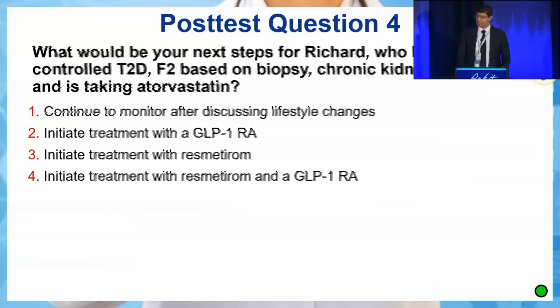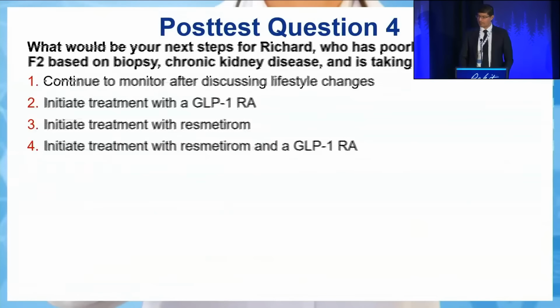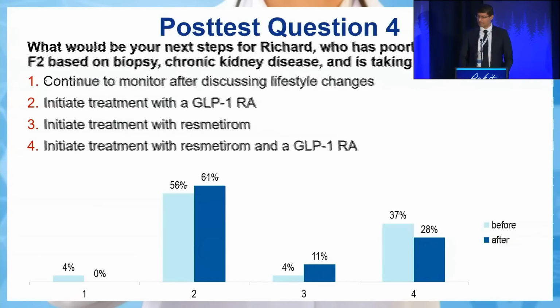Let's look at what would be your next step for Richard. It's poorly controlled type 2 diabetes, stage 2 fibrosis on biopsy, chronic kidney disease, taking atorvastatin. Let's vote. Good, 61% choosing a GLP-1 analog in this particular case because of type 2 diabetes and obesity in this patient, and already with CKD. So that seems like a good option.